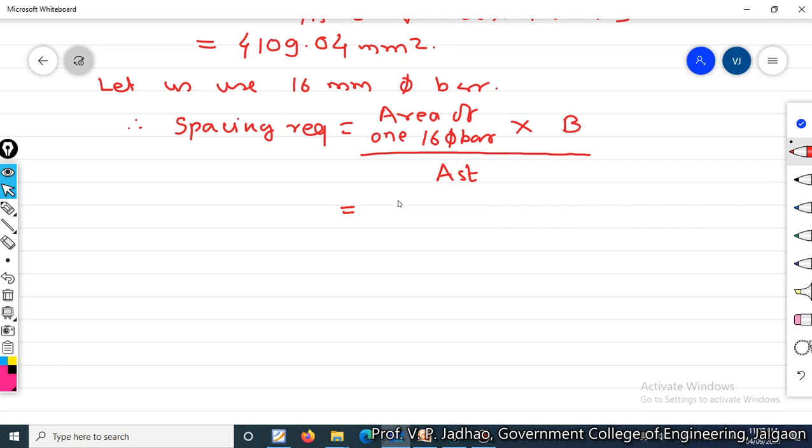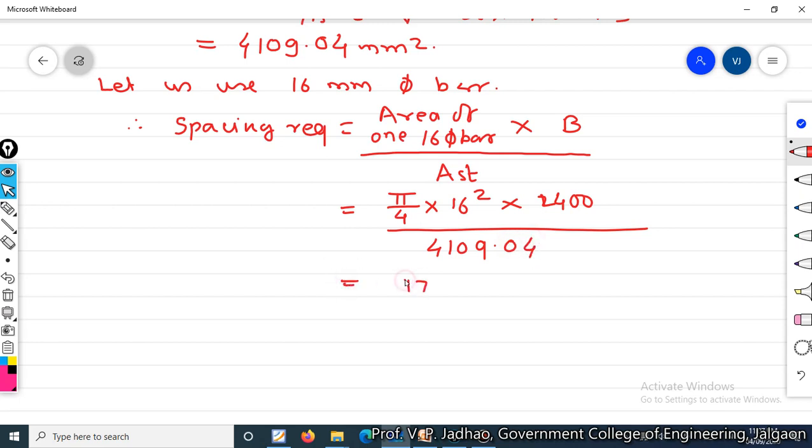So this is equal to area of one 16 mm phi bar, pi by 4 into 16 square, where we have B as 2400, divided by area of steel, 4109.04. So the spacing comes out to be 117.43 mm. This is the spacing required, that is 117.43 mm.